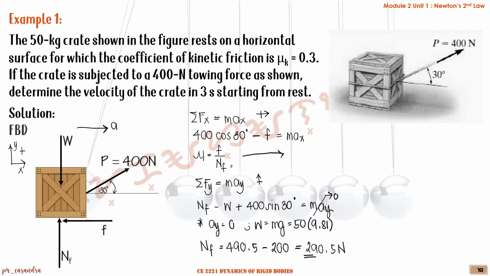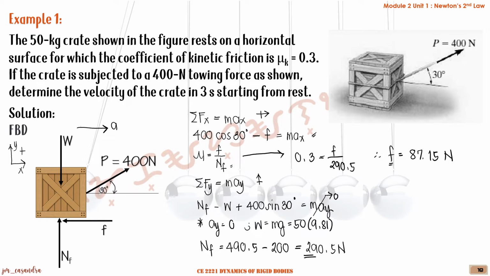We use this in the friction equation. We have mu k, given as 0.3, equal to the friction divided by 290.5. Therefore, the frictional force is equal to 87.15 newtons. From here, we could now apply again our frictional force in our horizontal forces equation.